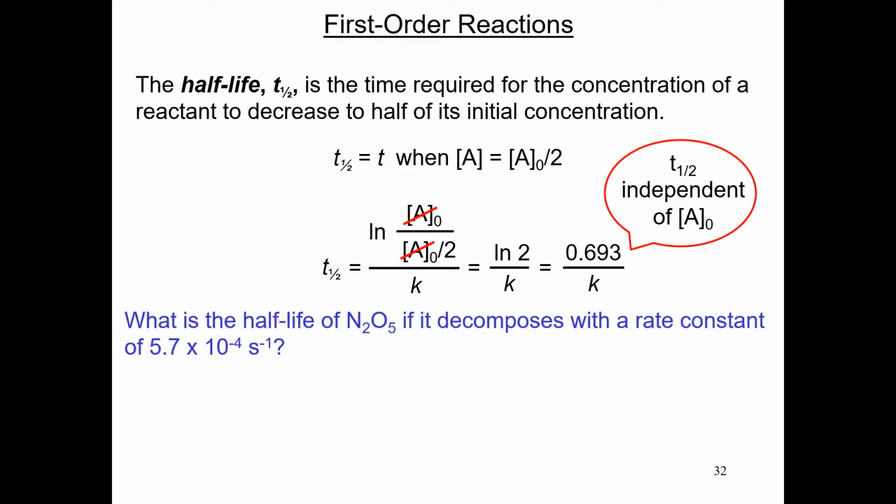So let's do an example here. Okay, go back to our decomposition of dinitrogen pentoxide. What is the half-life if it decomposes with a rate constant of 5.7 times 10 to the negative 4? I think that may have been the value that we found when we were doing the graphical analysis, right? But let's say that we didn't do that. We're just being given this information. So according to this equation we just derived, the half-life should be the natural log of 2 divided by k, right?